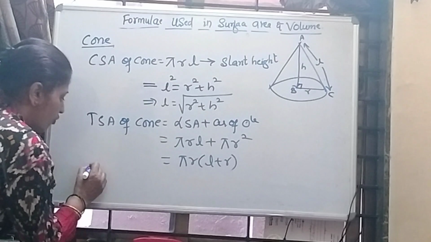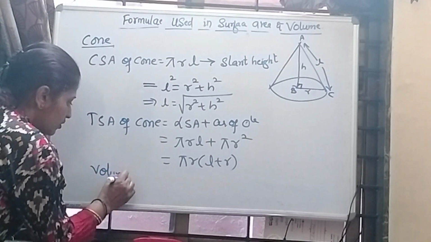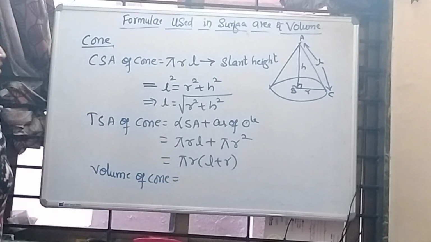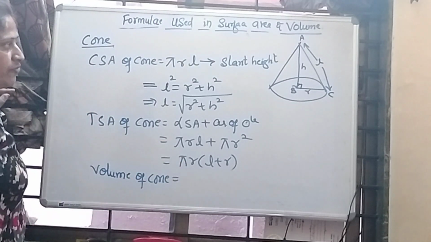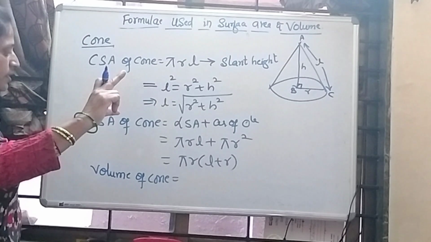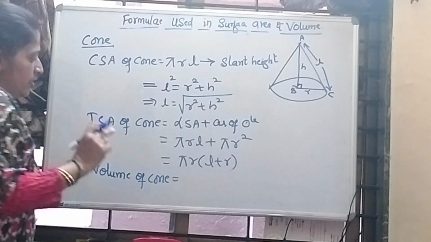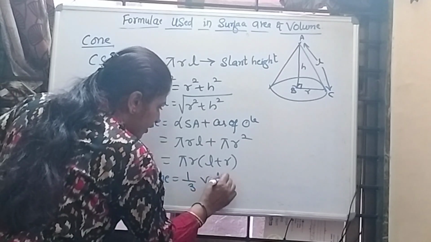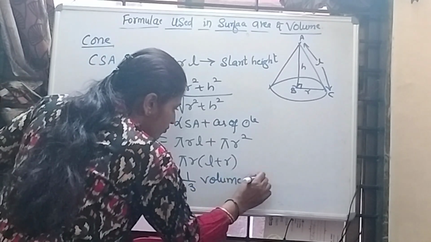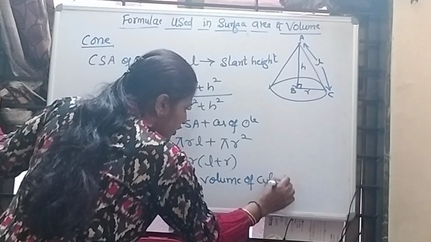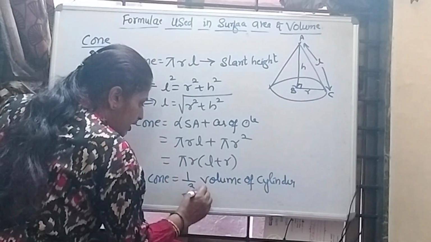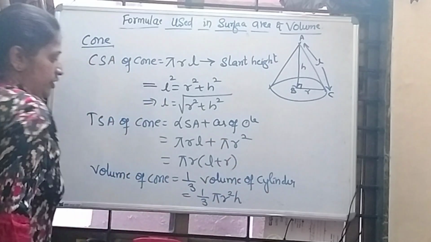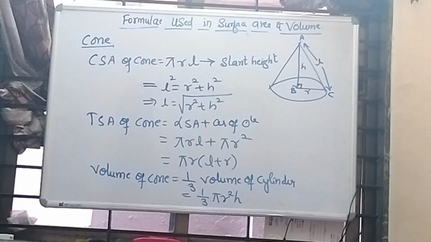And volume of cone: if we take the height and radius of cylinder and cone the same, we get the volume of cone as 1/3 the volume of cylinder. So what is the formula for the volume of cylinder? Pi r square h, so 1/3 pi r square h is the volume of cone.